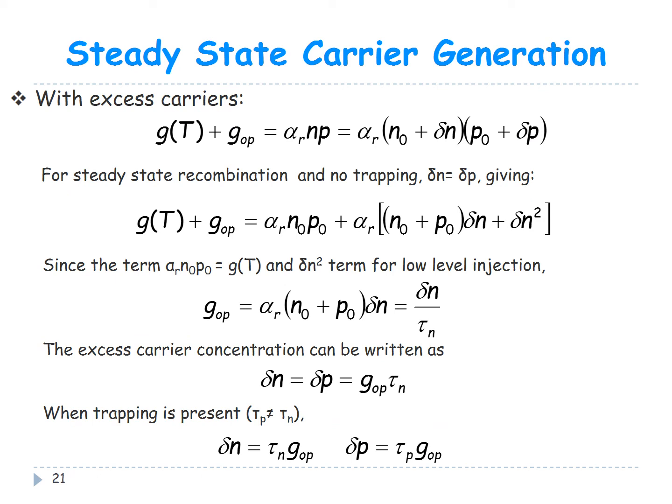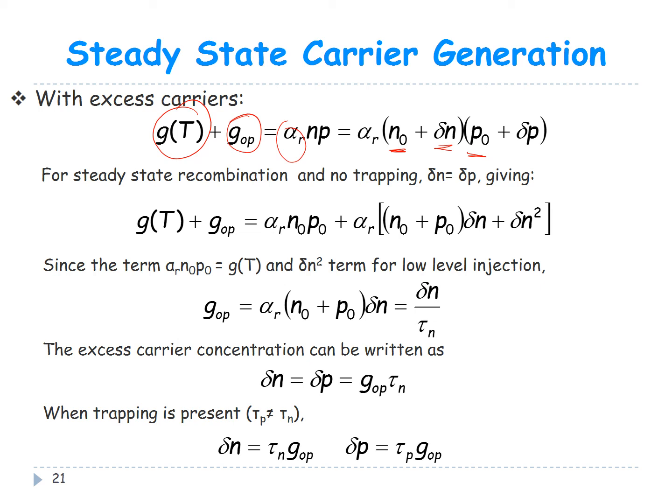Now let's look at steady state carrier generation. At steady state, in addition to thermal generation, you also have optical generation, and this is equal to alpha R N P. You can notice here that we have removed the knots. We are not saying N naught, P naught anymore, because we are no longer at thermal equilibrium. The total number of electrons is equal to the equilibrium electron concentration plus the excess electron concentration. The same applies to the total number of holes, which is equal to the equilibrium hole concentration plus the excess hole concentration.